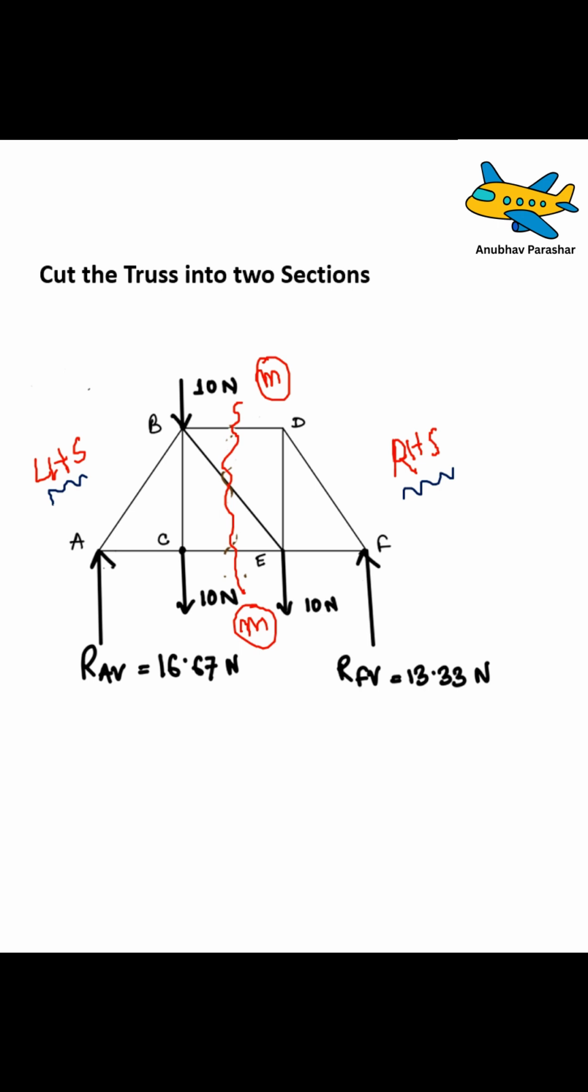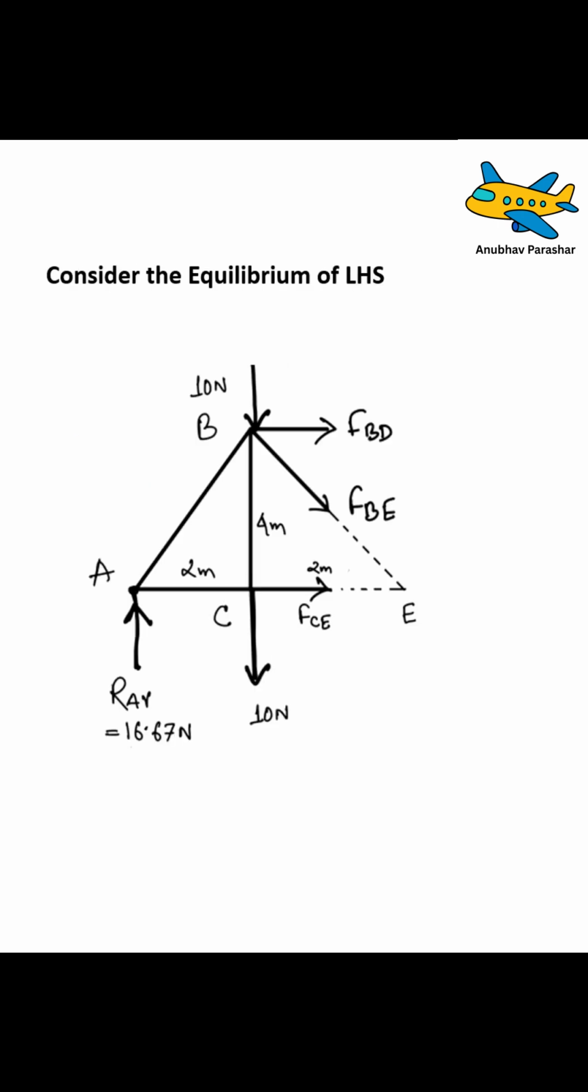Now if you only draw the left hand section, then this is how it is going to look like. Right? So there is a 10 kilonewton force, the reaction at point A, and the force in the member CE, force in the member BE, force in the member BD. Now, if you see how many unknowns are there, this is an unknown, this is an unknown, and this is an unknown. So there are three unknowns, and how many equations do we have?